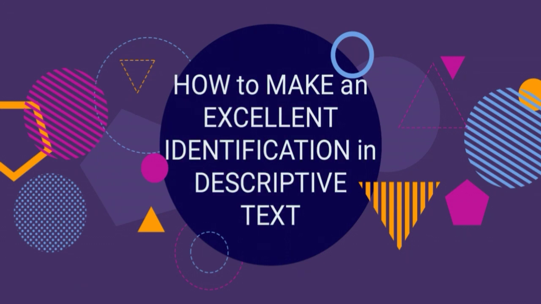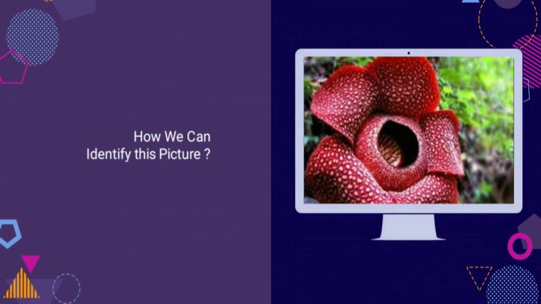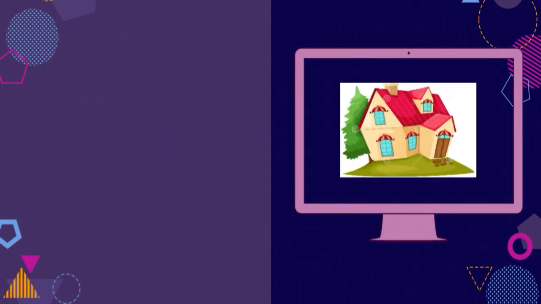Today, we will learn about how to make an excellent identification in descriptive text. But before we get started, let's see the picture. Look at the picture. How can we identify this picture? And how about this one?